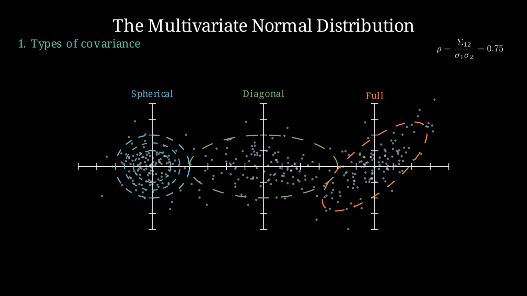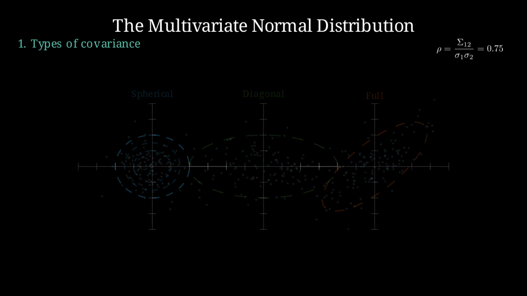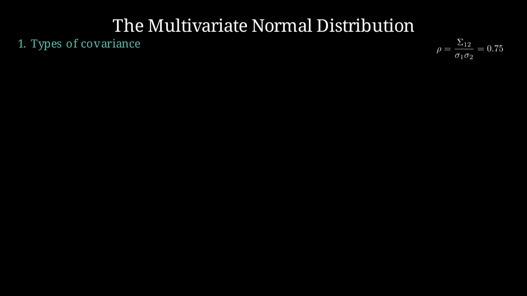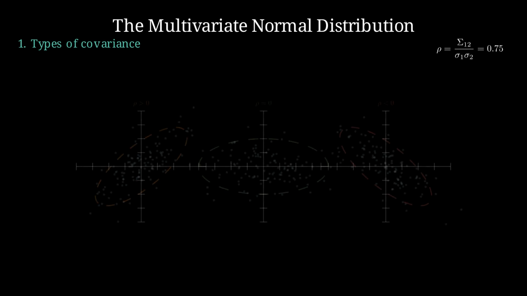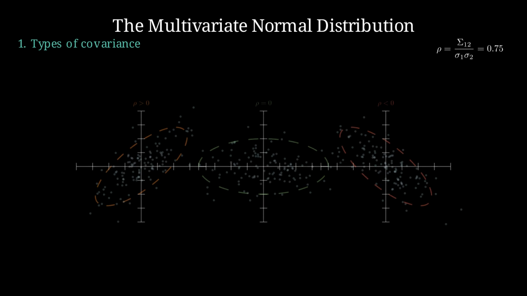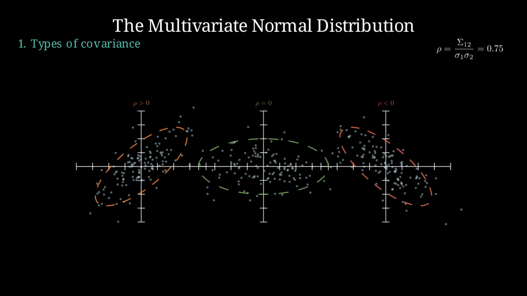The off-diagonal entry controls Pearson correlation ρ. ρ equals sigma 1,2 divided by the product of standard deviations. Here ρ is about 0.75. When x1 is above average, x2 tends to be above average as well. Positive ρ tilts the ellipse upward, negative ρ tilts it downward, zero ρ gives an axis-aligned ellipse. Correlation is scale-free, whereas the raw covariance sigma 1,2 depends on units.